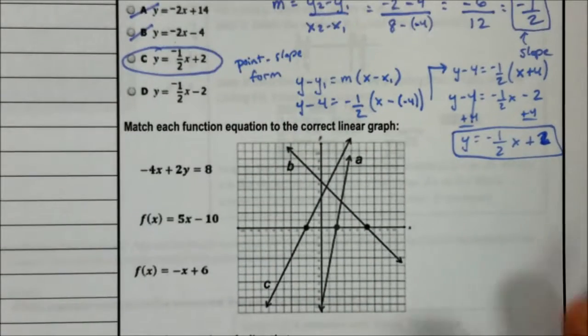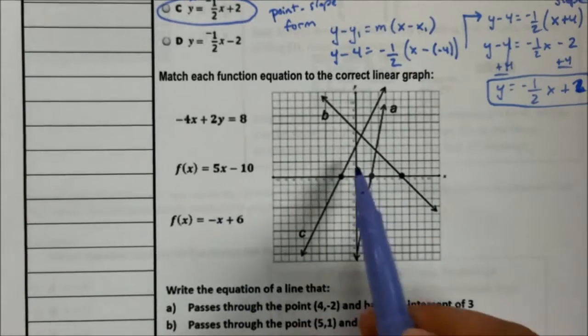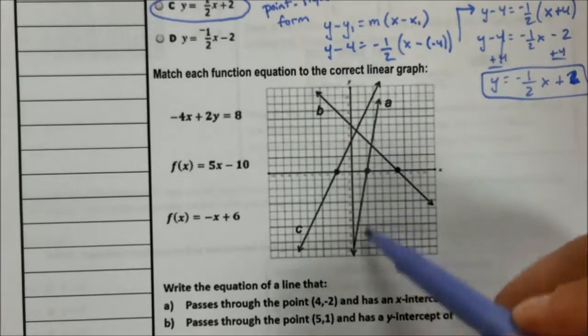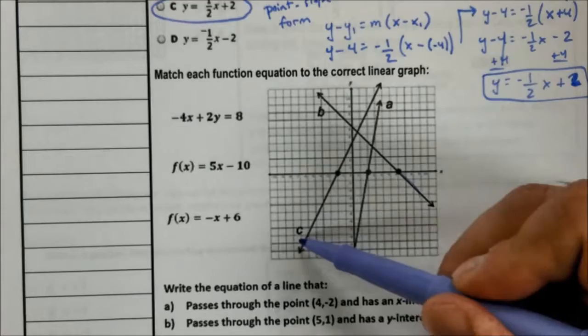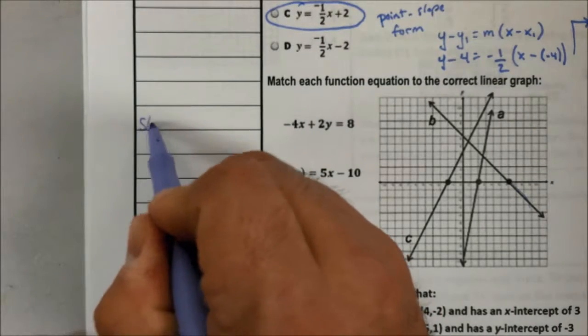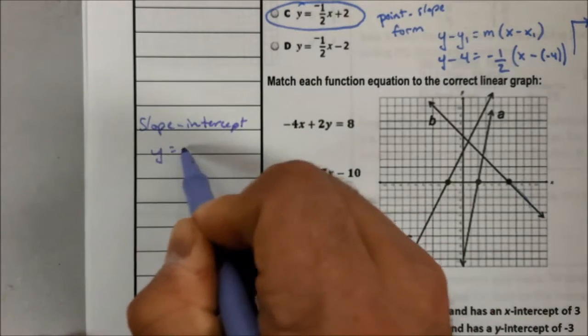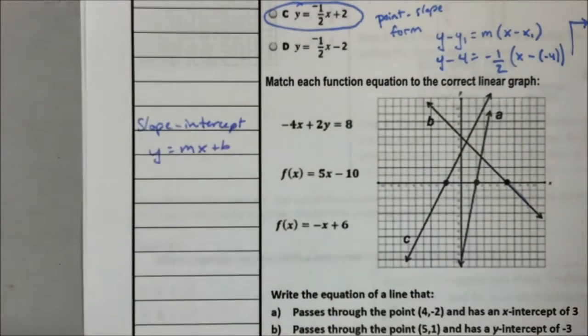Okay, so let's go down to this one. We basically have 3 lines on this graph, and we need to determine which equation goes with which line. So these are the 3 equations right here, and these are the 3 lines. We have line A, line B, and line C. So we're going to need to put these all into slope-intercept form, which, in case you forgot, is y equals mx plus b. Currently, 2 of them already are.